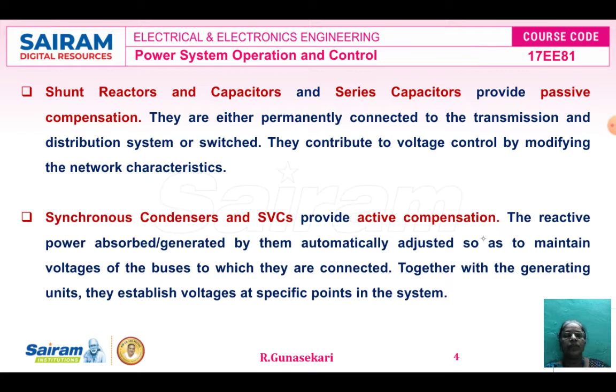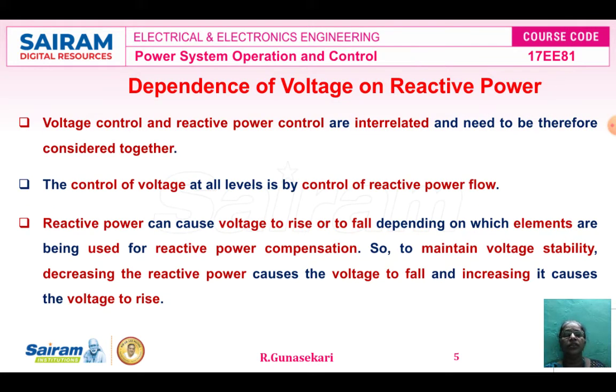Now we studied the dependence of voltage on reactive power. How is the voltage dependent on the reactive power? Voltage control and reactive power control are both interrelated, so they need to be considered together. It is very important in the power system. The control of voltage at all levels is achieved by the control of reactive power flow. If we can control the reactive power flow, we can control the voltage. That's why voltage is dependent on reactive power.